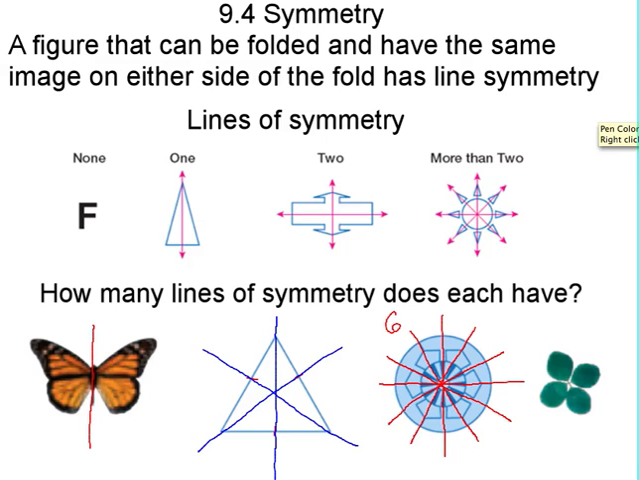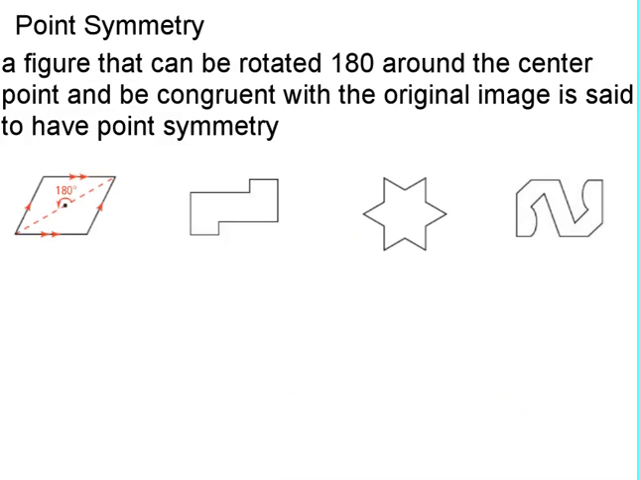Okay, and the clover, just try to fold it in half. It's kind of like a rectangle, or like a square. Okay, those are all the lines of symmetry that it has. So just try to think about folding it.